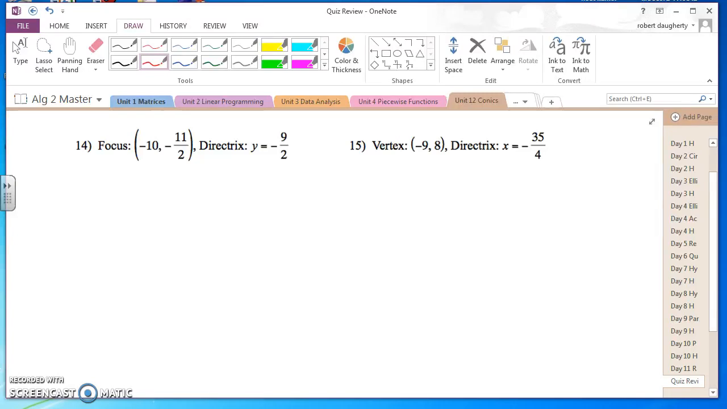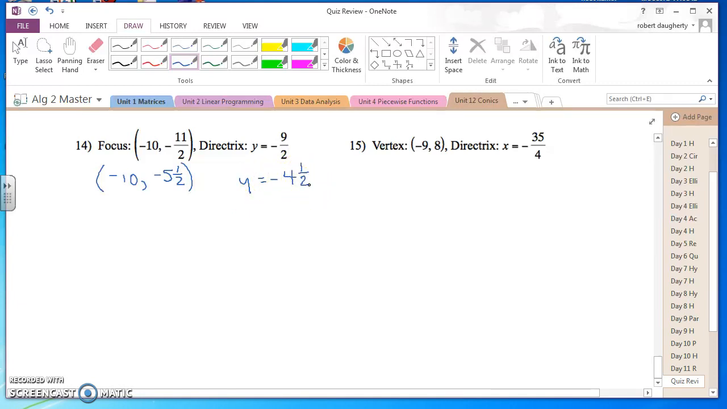Number 14, we are given the focus and the directrix, and we're asked to find the equation of this parabola. What helps me on this one is this is negative 10, and I'm going to write this as negative 5 1/2. And this is the line y equals negative 4 1/2.